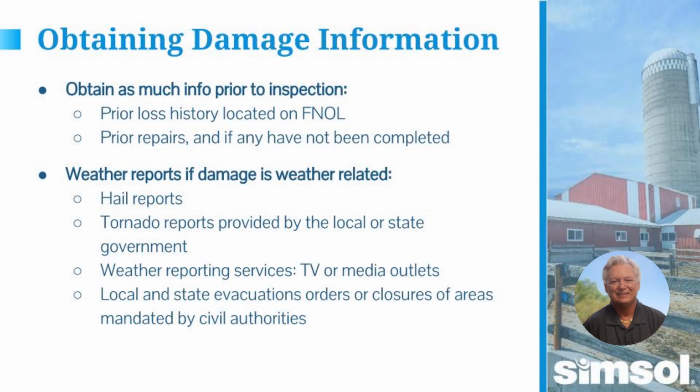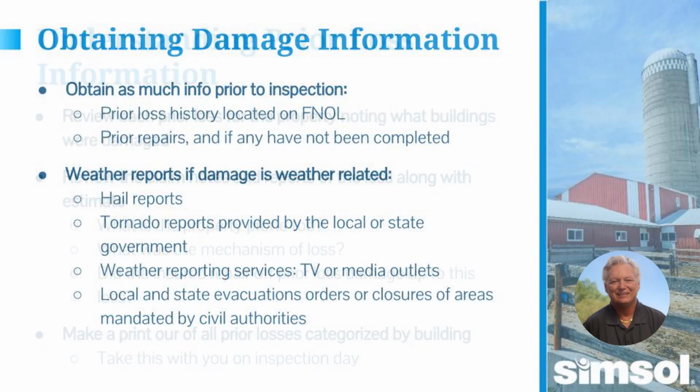Another thing is check your weather reports if the damage was weather related. For example, there might be a hail report or tornado report provided by local and state government. Weather reporting from TV is a really good source on that. And then I always check with the local and state evacuation orders or closures. This gives you a good idea what the damage could be when you arrive on your inspection. So these are just some preliminary steps. So the next thing that we're going to be moving on.